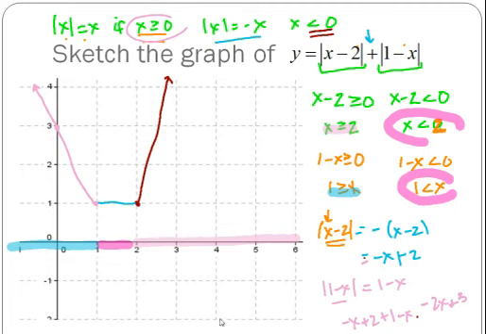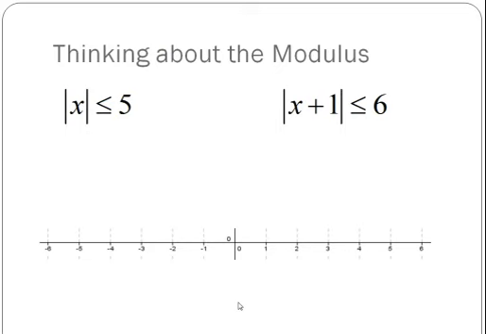Alright, so the last thing we're going to do is look and think about the modulus in terms of maybe identifying a domain. So here's the situation. I'm looking for a value that's going to equal 5 if I substitute it in for x. If I put 5 in for x, I get 5 out. If I put negative 5 in for x, I get 5 out. That's the or equal to part. The question now is I need the absolute value of x to be less than or equal to 5.